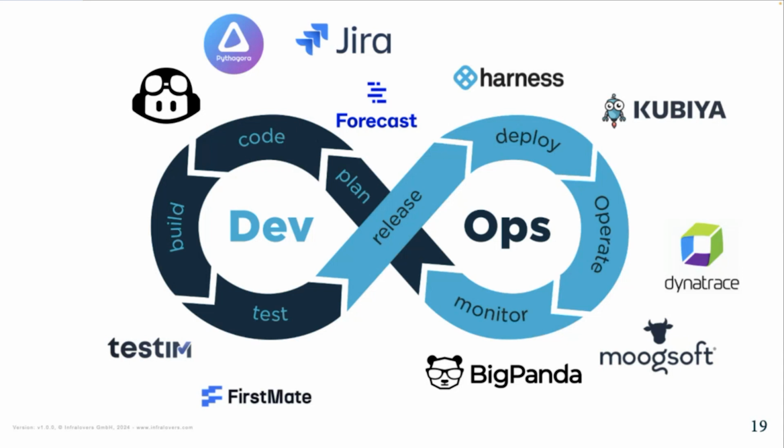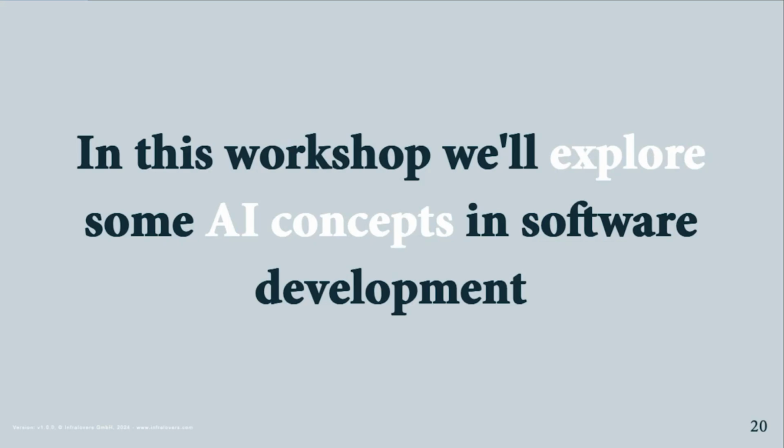Yeah, you can think of a tool for every step in our DevOps lifecycle, from, let's say, planning and coding with Atlassian AI or GitHub Copilot, of course, to testing with FirstMate, deployment with, for example, Harness or Kubia, and monitoring with Dynatrace or, of course, Big Panda. If you haven't already, you can check out our webinar on AI tools in DevOps processes or life cycles for more information on these specific tools and how they can improve the DevOps process.